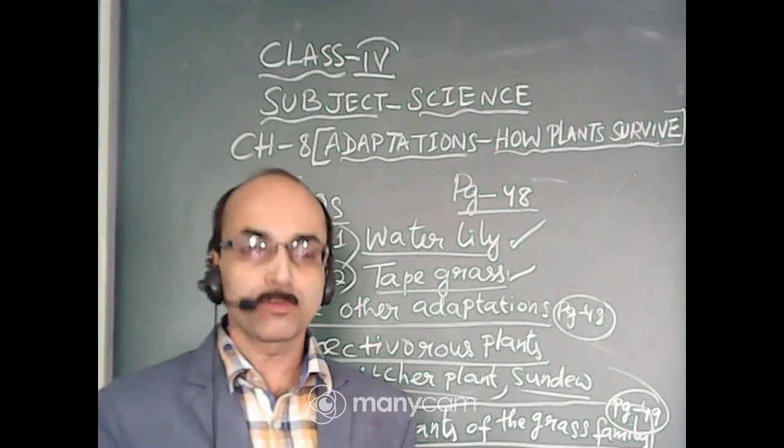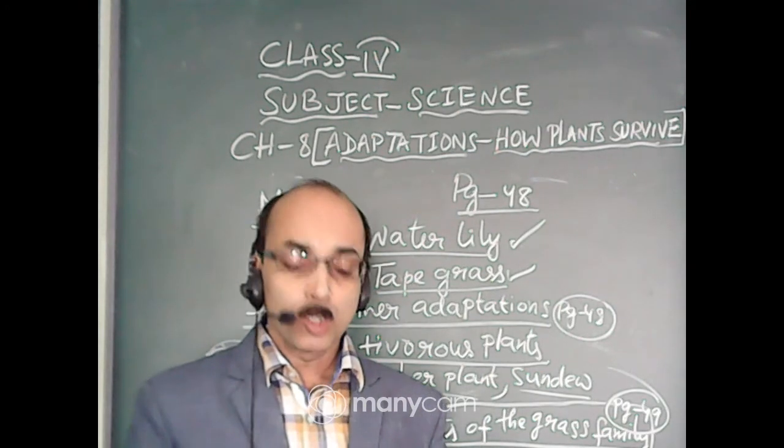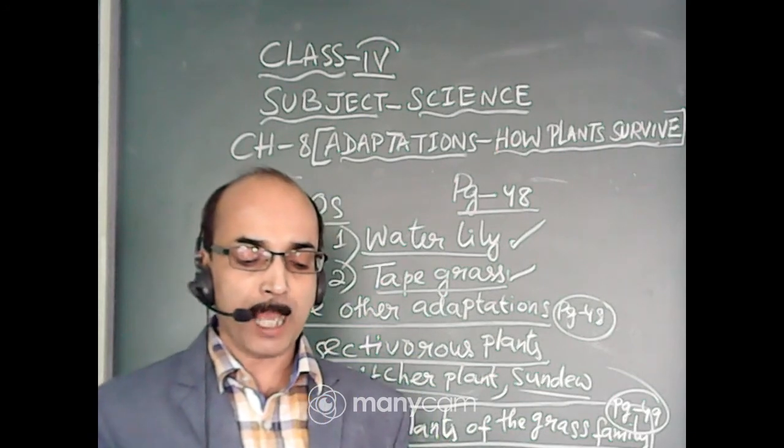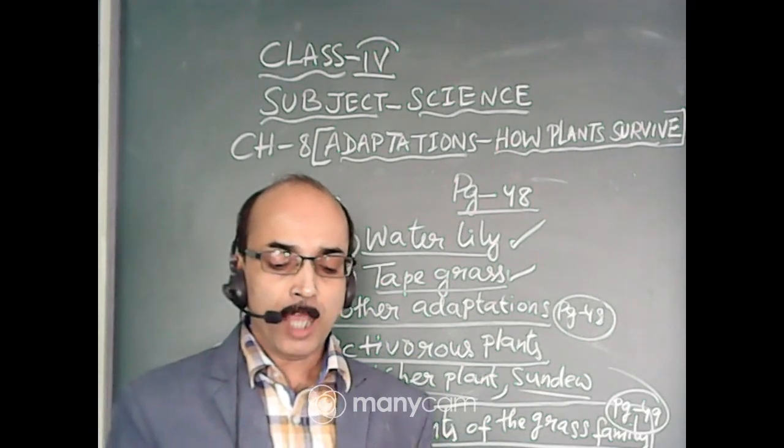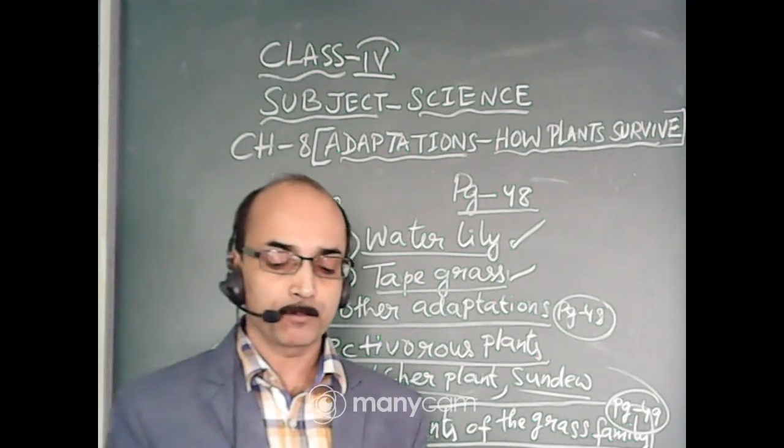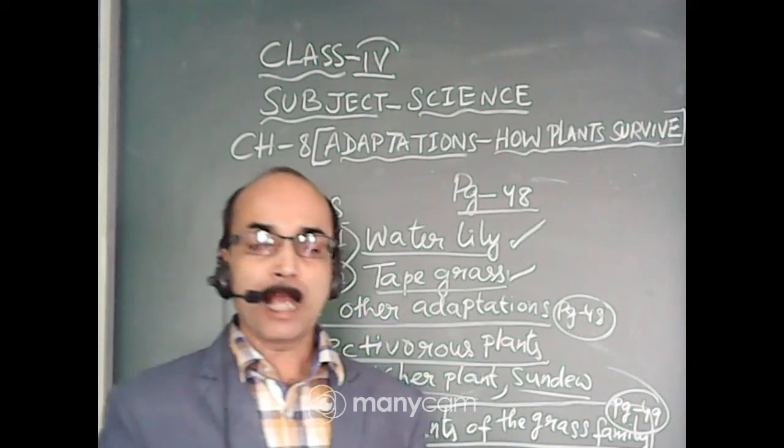Dried grass is used for packaging. And last one, roots of these plants bind the soil and help in the conservation of soil. So these are the plants of the grass family.